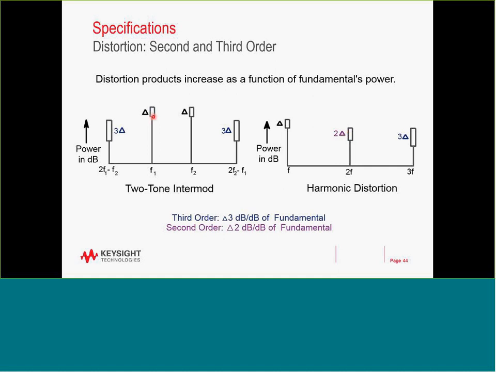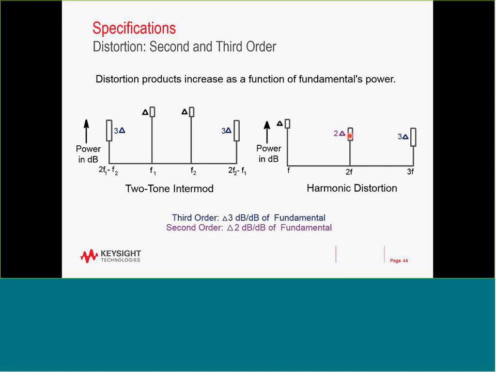If you look at the amplitude, if I vary the amplitude of my tones by about 1 dB, well, third order will change by 3 dB, which means I have a slope of 3. If I change by 1 dB here, this one will change by 3 dB. Therefore, for a 1 dB change here, the delta is increasing by 2 dB. And for the second order, I have a slope of 2.